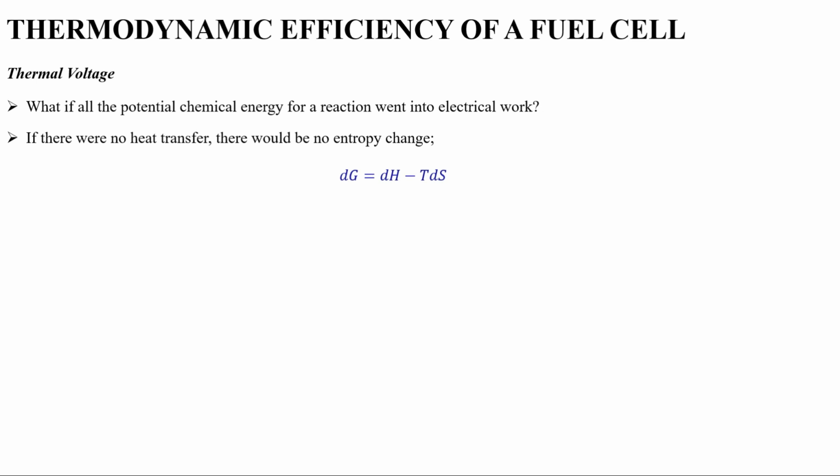We know what an isentropic process is. An isentropic process is a combination of reversible and adiabatic process. We have a reversible process, and if there is no entropy generation, it means we have an isentropic process, then the Gibbs free energy change will be equal to dH. This will be the maximum conversion of enthalpy into Gibbs free energy. Or in this case, we can say that E naught naught is equal to E thermal, which is the thermal voltage, equal to minus delta H over nF.